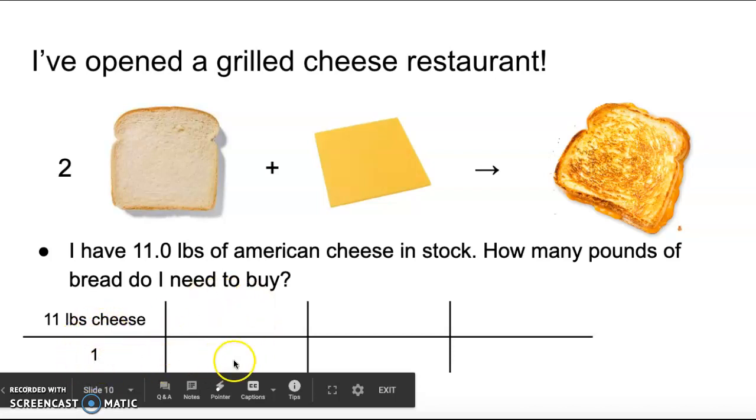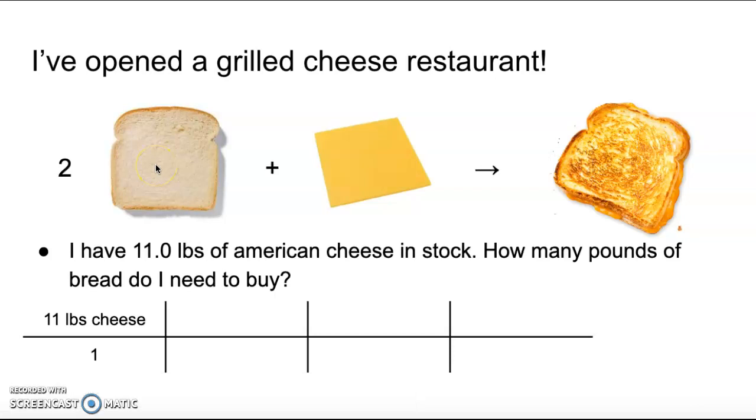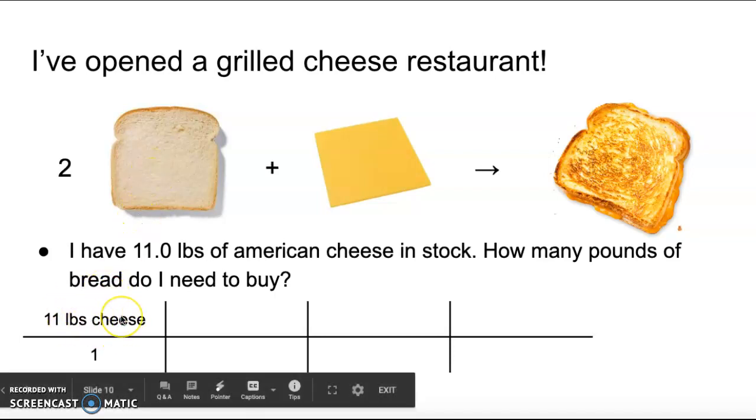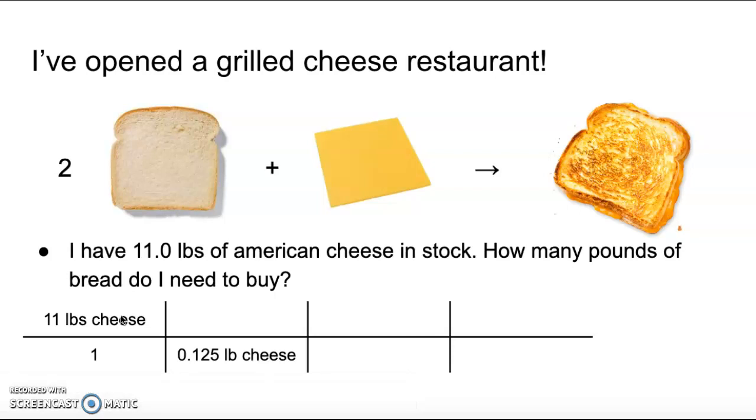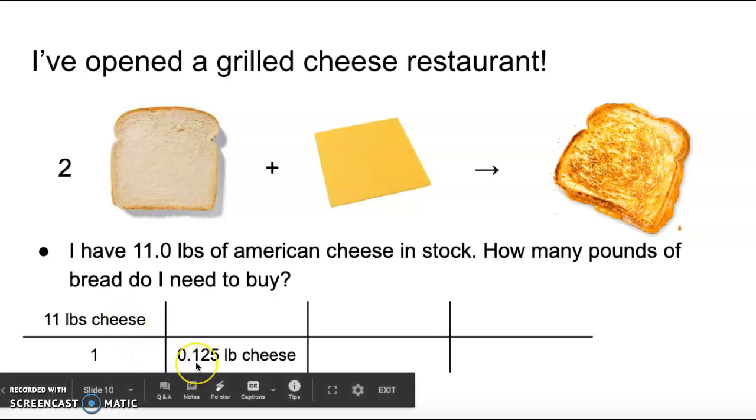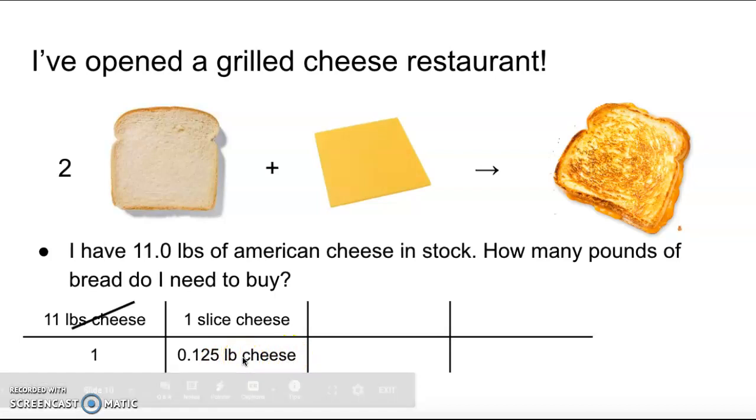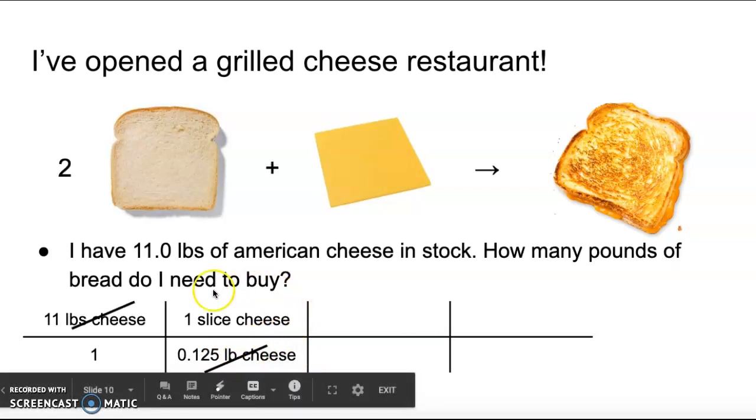Now in my next set of boxes, I want my first conversion factor. All right, so if I want to compare cheese to bread, I can only compare them by the number of slices. I can't compare them to the number of pounds. So first I want to know 11 pounds of cheese, how many slices of cheese that is. So I can use the information that I gave you on the last slide. For each 1 slice of cheese, the weight is going to be 0.125 pounds. I want to put pounds down here on the bottom so that the units cancel. All right, now I know how many slices of cheese that I need.